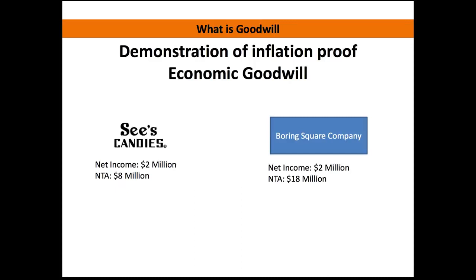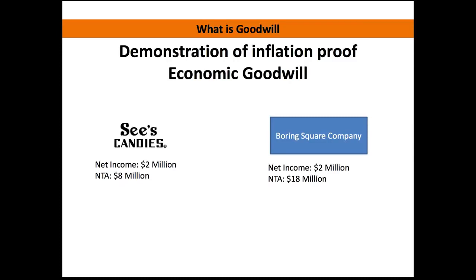So he compares See's Candy to a boring square company, is what we're going to call it. And what he says is that the net income on See's Candy when he originally bought it back in the early 1970s was $2 million. Now his net tangible assets for See's Candy was $8 million. So you can see that his return on the net tangible assets was 25%.